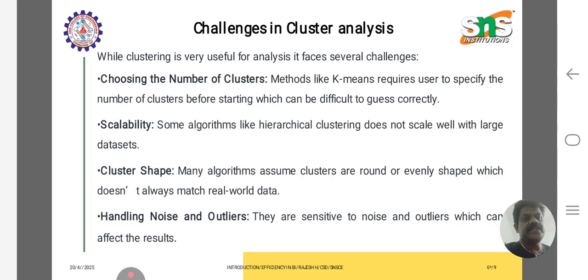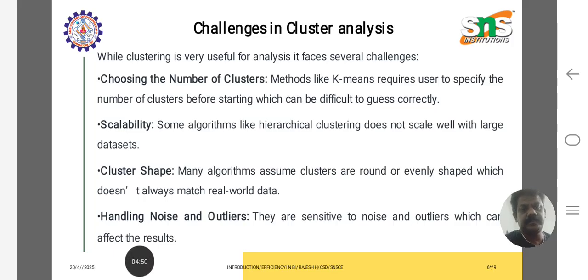So the challenges in cluster analysis: while clustering is very useful for analysis, it faces several challenges. Choosing the number of clusters: methods like k-means require the user to specify the number of clusters before starting, which can be difficult to guess correctly. The second challenge is scalability, because some algorithms like hierarchical clustering do not scale well with large data sets. The third challenge is cluster shape. Many algorithms assume clusters are round or even shape, which does not always match real world data. Handling noise and outliers: they are also very sensitive to noise and outliers, which can affect the results.